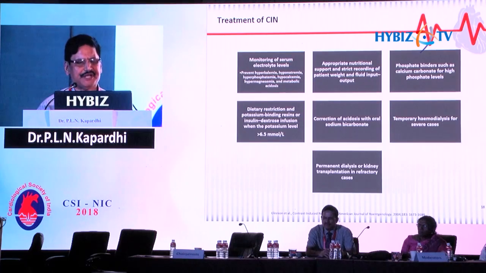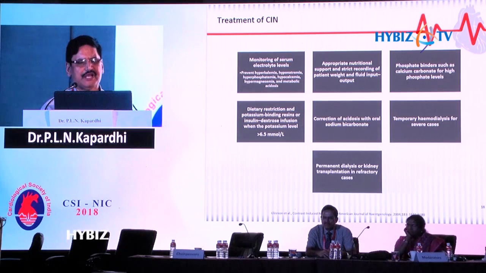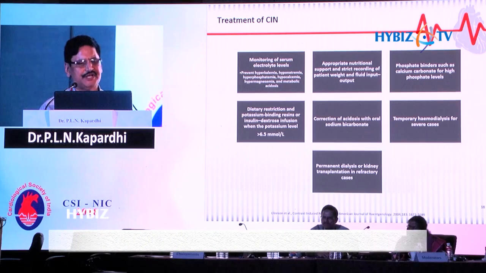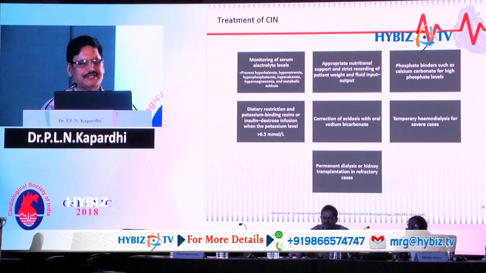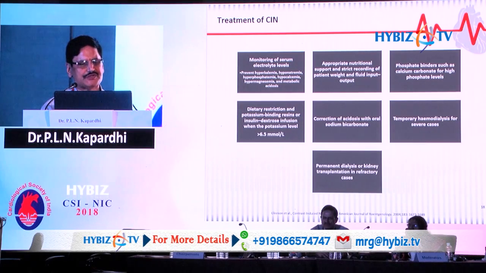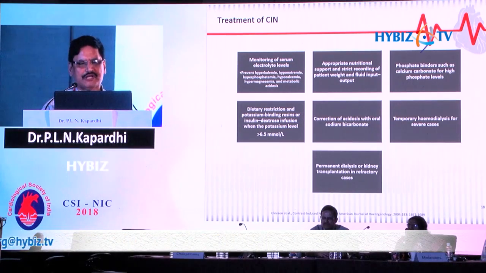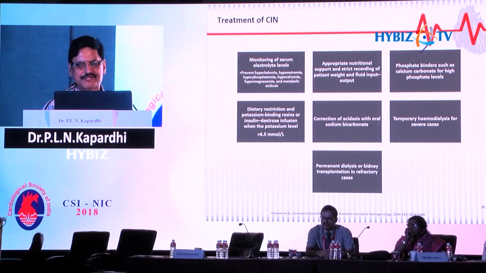So this is the treatment. As we know, once the patient has acute kidney injury, you have to monitor the serum electrolytes and prevent especially hyperkalemia, hyponatremia and hyperphosphatemia, as well as hypocalcemia. Appropriate nutrient support and strict recording of the patient's weight and fluid input is important, and phosphate binders are also needed. Dietary restriction and potassium binding resins are important, along with insulin dextrose infusions when potassium is very high, and correction of acidosis is important with oral sodium bicarbonate, and temporary dialysis in patients with severe oliguric renal failure. Some patients may require permanent dialysis or kidney transplantation also.